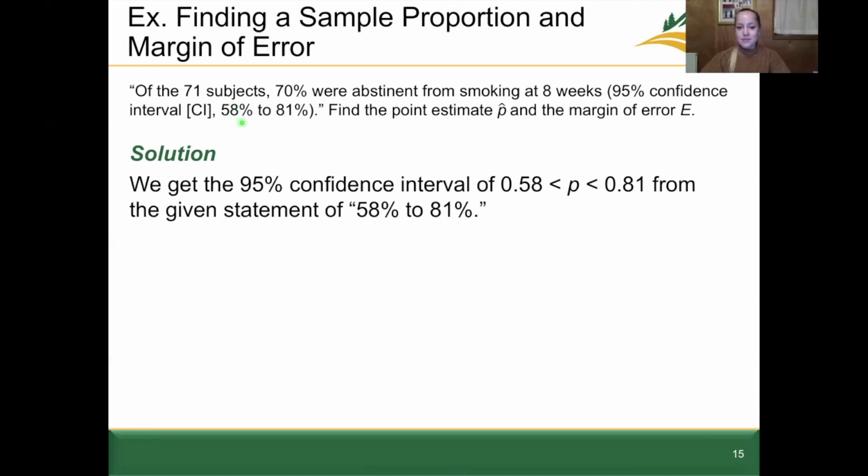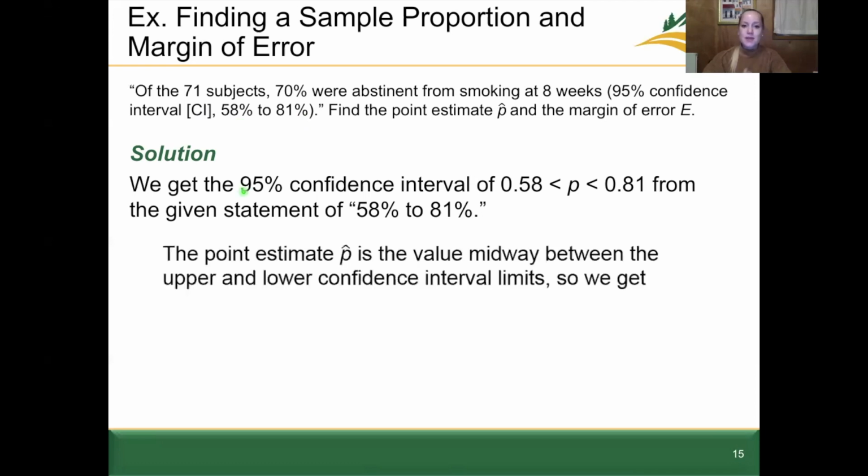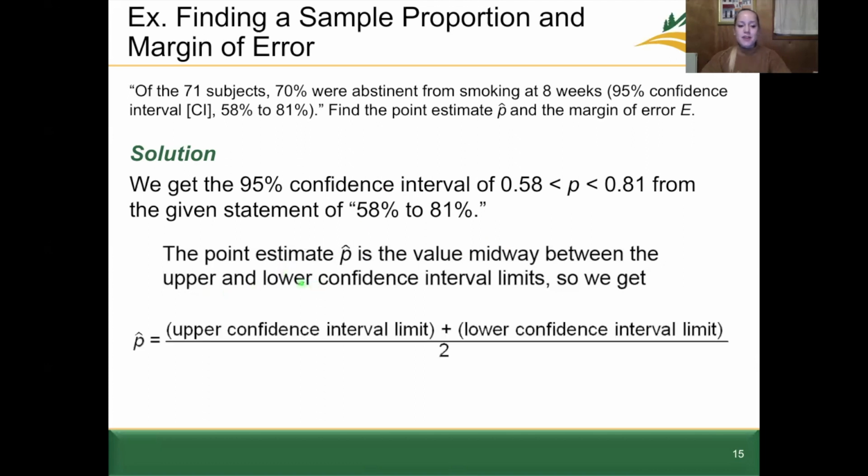What do they mean? Then we can use the formulas we just covered in the last 1 or 2 slides to find the point estimate, or p hat. To solve for p hat, the point estimate, it's midway, or the mean, between the upper and the lower confidence interval limits. To remind you on that formula, p hat is equal to the upper confidence interval limit plus the lower confidence interval limit, all divided by 2.